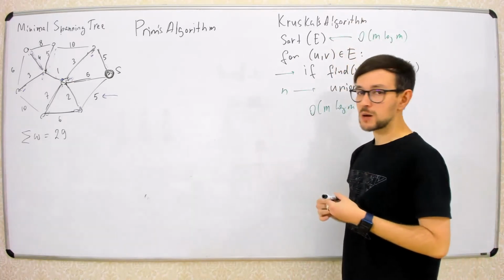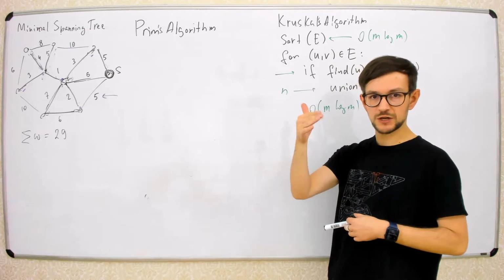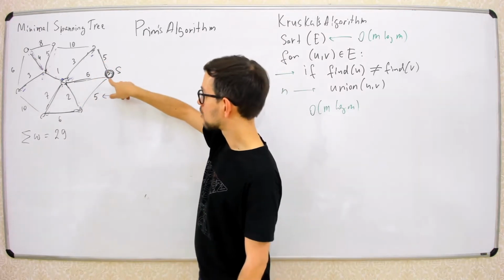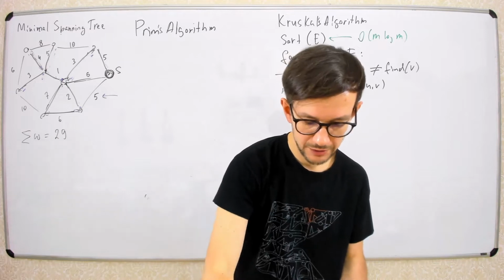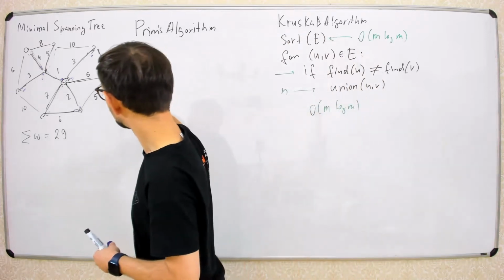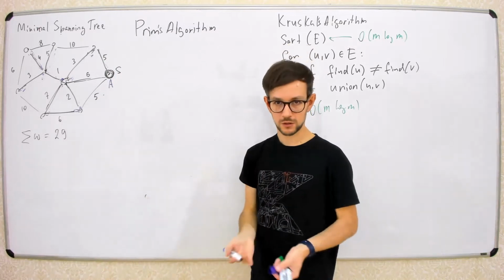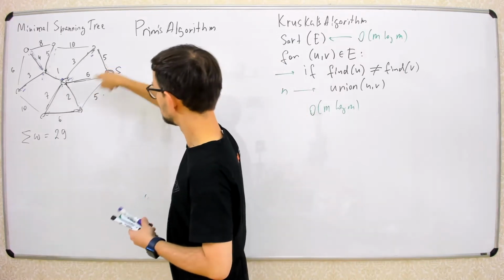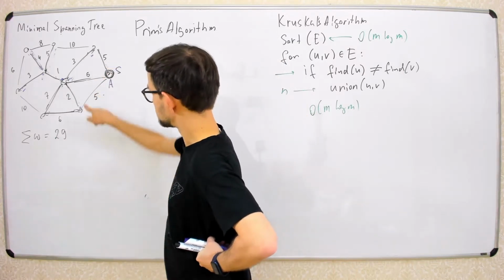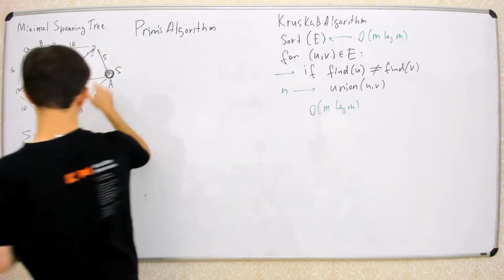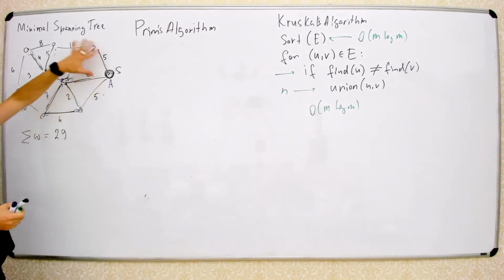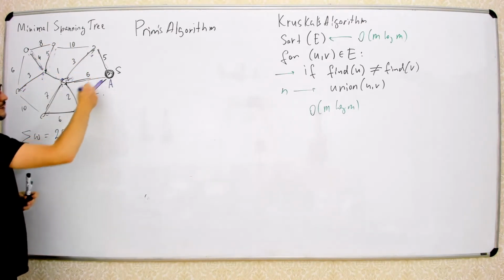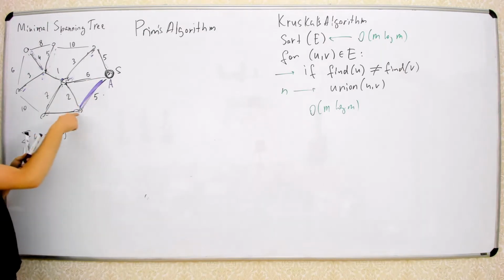Now, each time we'll do the following. We'll find the minimal edge in the cut from this node to everything else. So now we have only this node. Let's say this node belongs to set A. Everything else belongs to set B. Let's find the minimal edge between A and B. It will be one of these edges. Let's take this edge, for example. So we add this edge to the result and put this node in the set A.